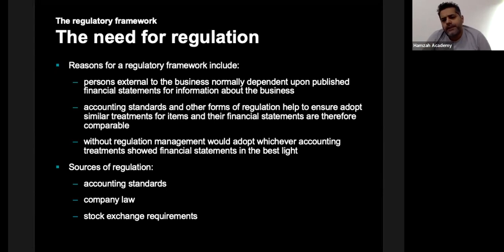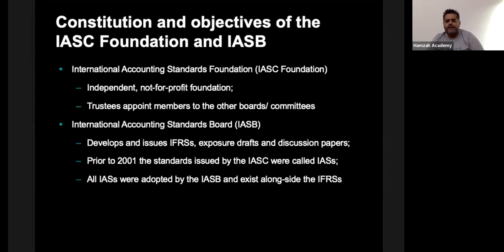Even if you have calculated correctly, maybe if your reporting mechanism is wrong, you won't be able to communicate to your user what you have calculated. And the sources of regulations, obviously we have the laws, we have the stock exchange requirements, and we have the accounting standards. And then the constitution and objectives of the IASC Foundation and IASB.